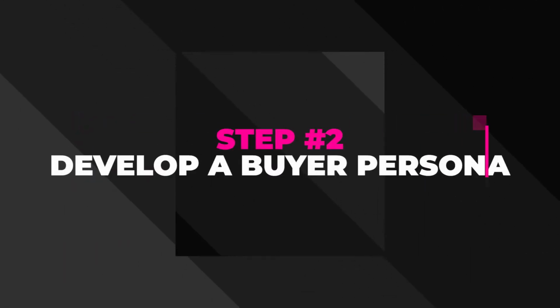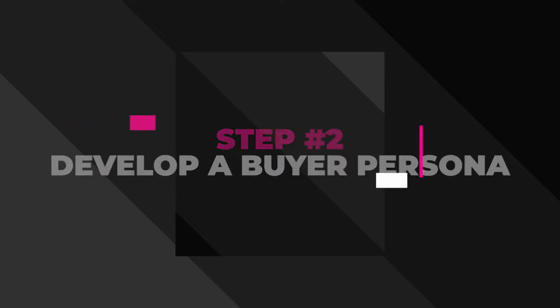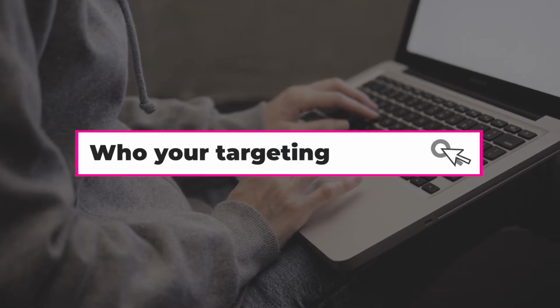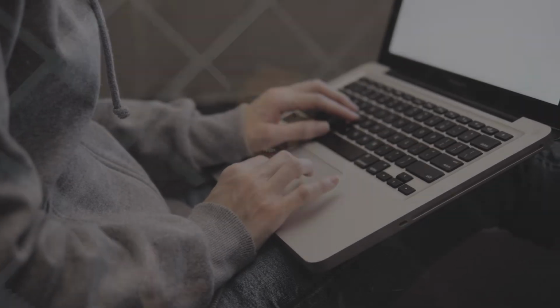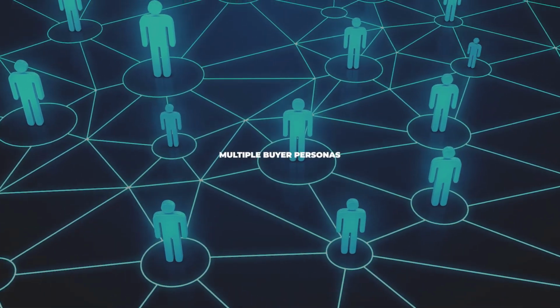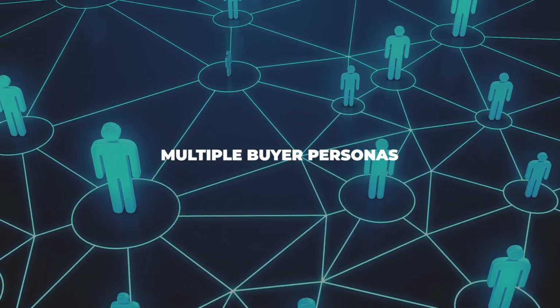Step number 2, develop a buyer persona. Developing a buyer persona allows you to become a lot more specific about who you're targeting. The buyer persona is a fictional character that represents a specific segment of your target audience. If you're targeting multiple segments within your market, then you would create multiple buyer personas. As you move through the rest of these steps, your buyer personas will be brought to life.